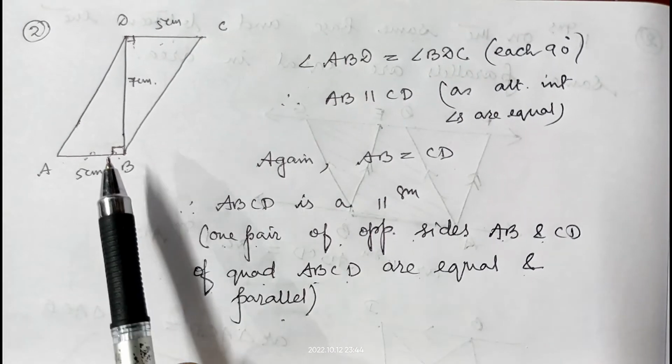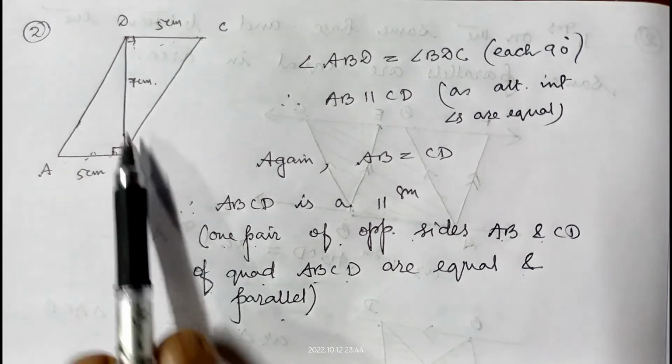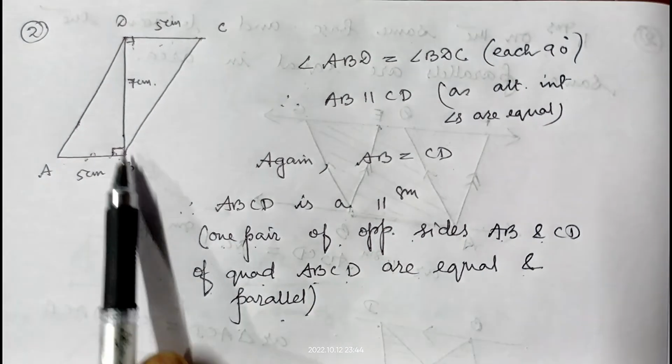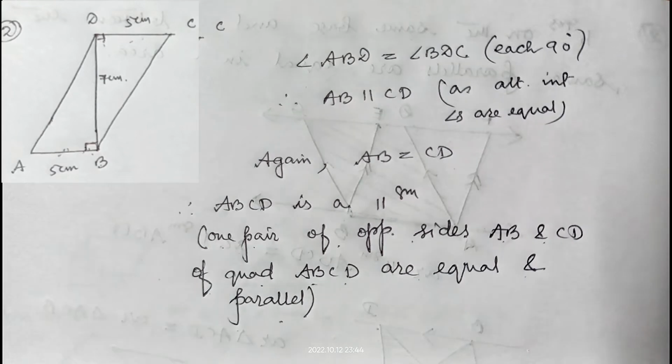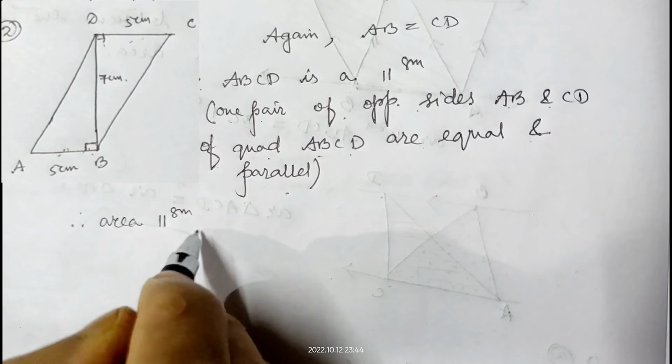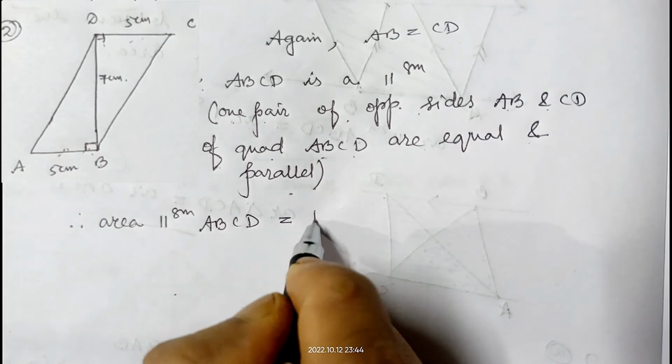Now, we have to find the area of this figure. And we know the area of a parallelogram is base into height. Here base is 5, height is 7. So area will be 5 into 7. Therefore, area of parallelogram ABCD will be base into height.